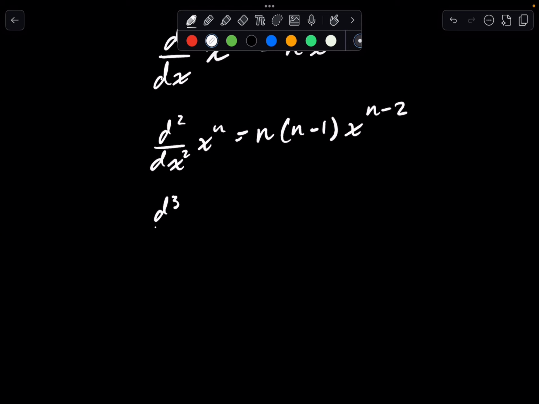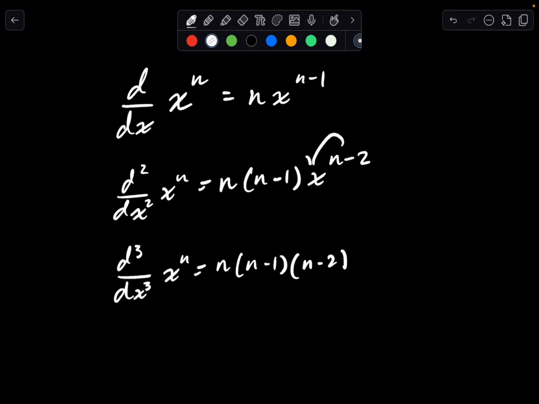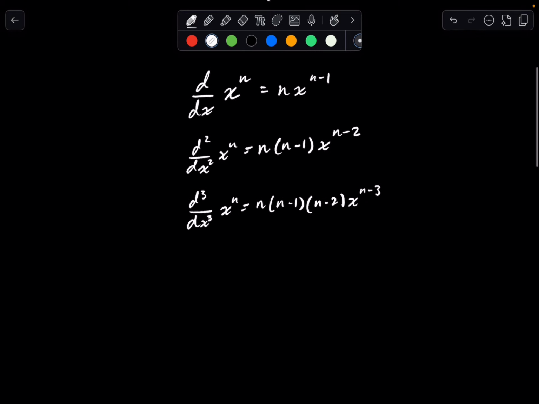Now the third derivative of x to the n is equal to the derivative of the second derivative. Same thing, this is a constant, x, and then a constant in the exponent. So we can use power rule once again. Now we have n times n minus 1 times n minus 2, because we brought this down, times x to the n minus 3. So we can generalize this a step further.